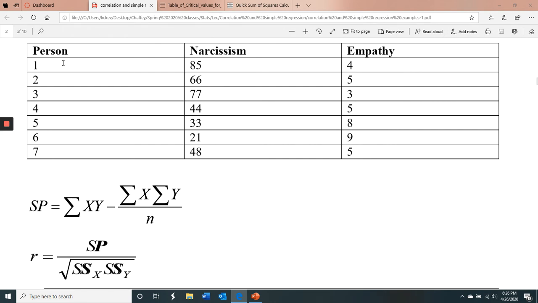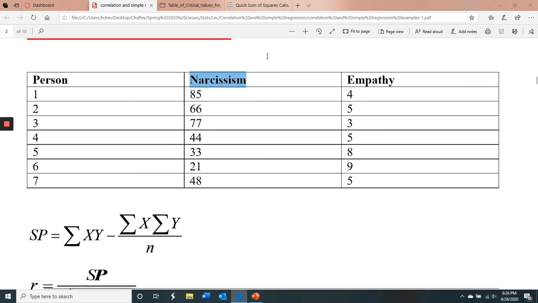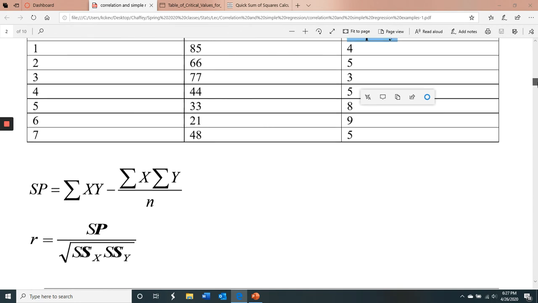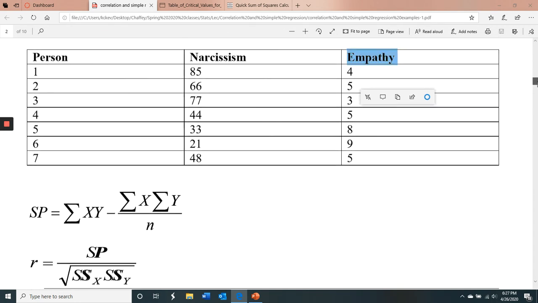So we collected some data. Here we have 7 people. For each person, we have their score on narcissism and their score on empathy. Is there a correlation between narcissism and empathy in these data that we collected from our sample? Here's a formula for SP, and here's a formula for r. You need to find SP first and then r.